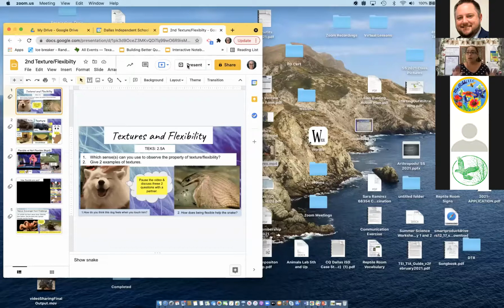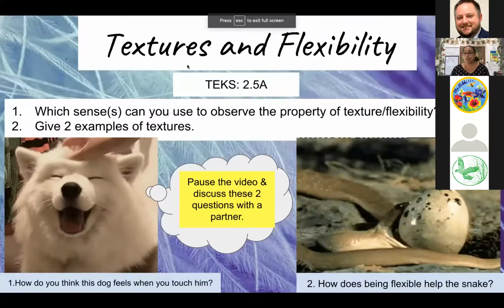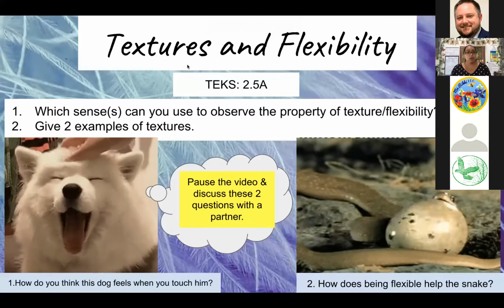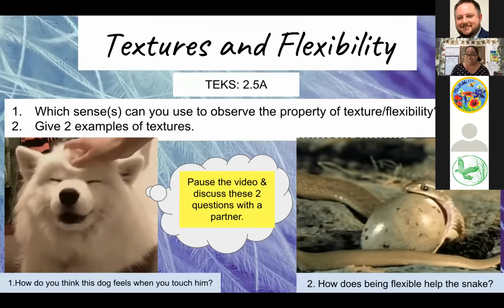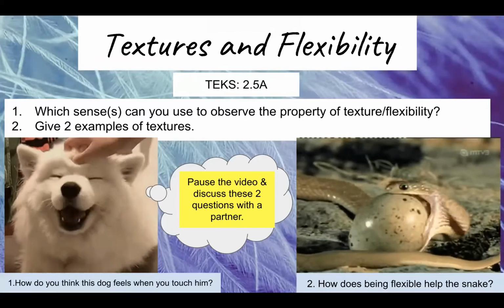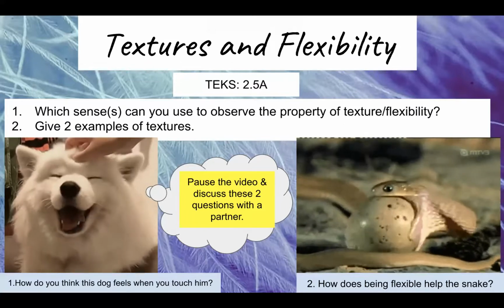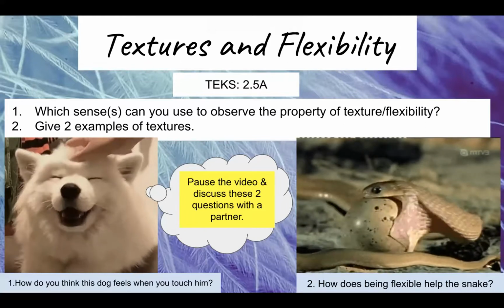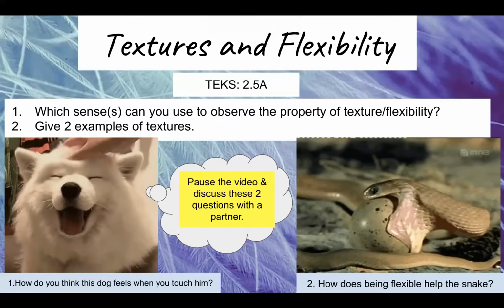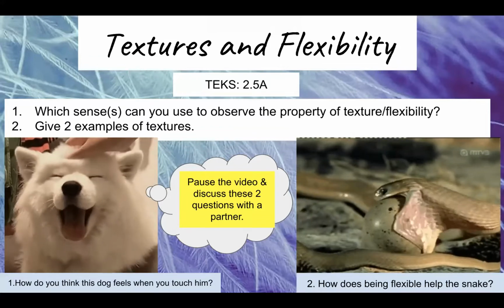So hopefully by the end of this presentation, you'll be able to answer these two questions. The first is, which sense or senses can you use to observe the property of texture and flexibility? And the second thing is, give two examples of textures. So hopefully by the end, you'll be able to answer those two questions.